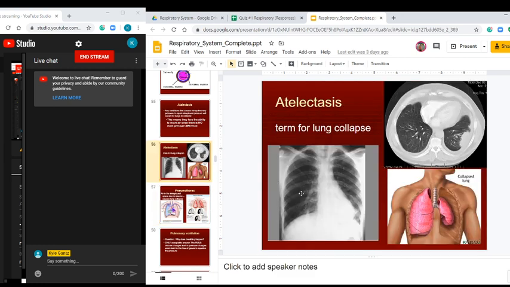and so that's a form of atelectasis. Now, are there other things that can cause that? Yeah, anything that would interrupt that parietal pleura would cause that lung to collapse, or any type of trauma that would break a rib and cause it to puncture, or actually have a hole from the outside to the inside that would cause that collapsed lung.